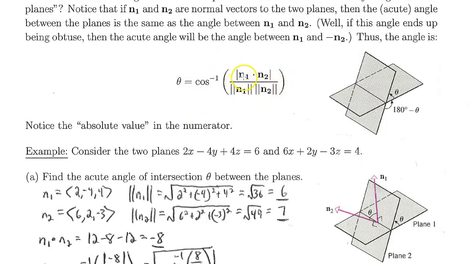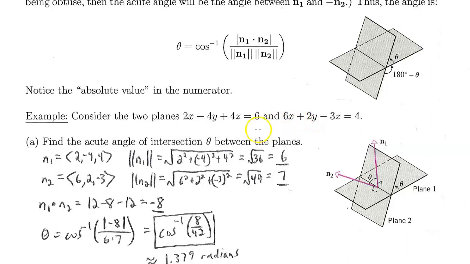So it's cosine inverse of the absolute value of n1 dot n2 over the length of n1 times the length of n2. Now, there are absolute values here in the numerator, and again, that has to do with the fact that we want to find the acute angle between the planes, not the obtuse angle. So if we didn't have the absolute values, you end up getting a negative number, you would end up getting the obtuse angle between the planes.